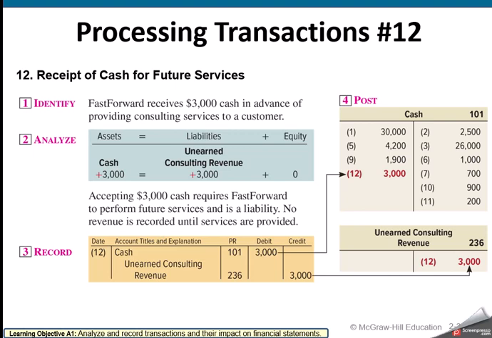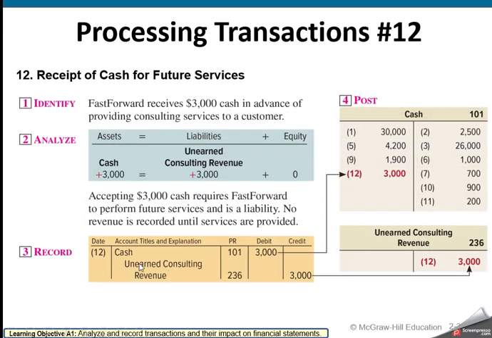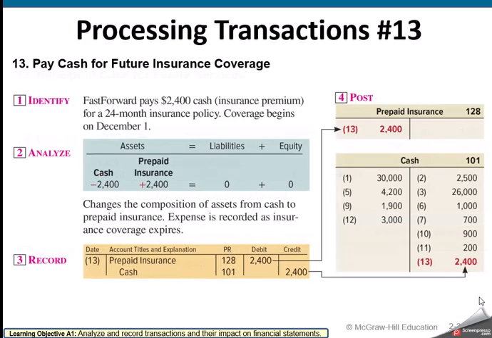Then we receive $3,000 in advance from a customer for consulting services. So cash comes in. We have not performed the revenue yet. We have not earned the revenue. So a liability is created, and that's going to be called unearned consulting revenue. So again, it isn't revenue yet, it's a liability at this point, but we record the liability with a credit balance, and then both of those post in.